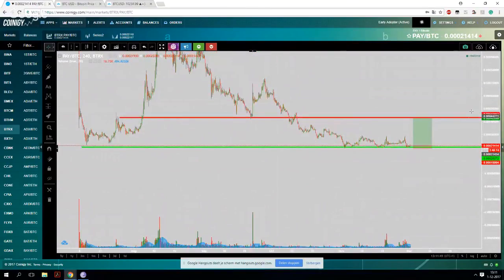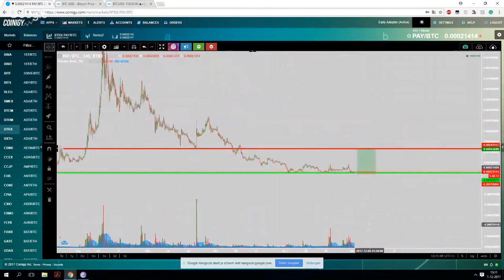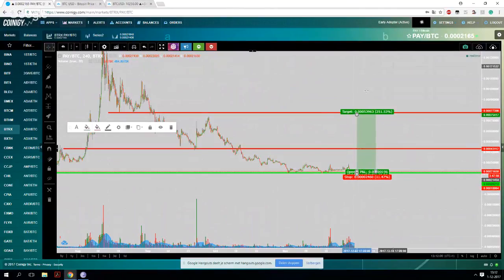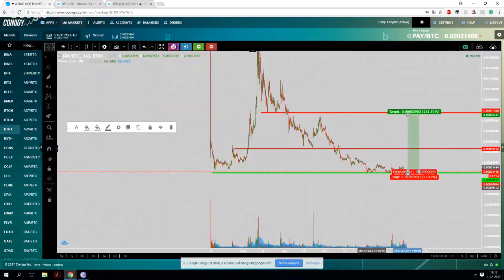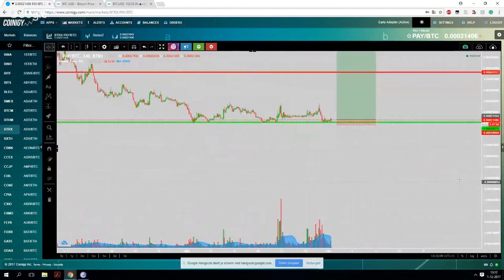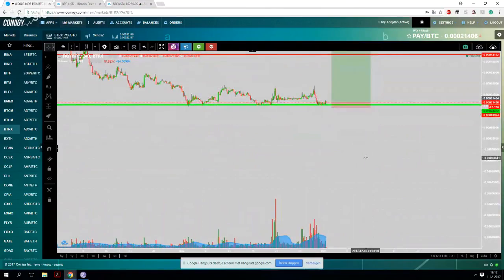And this target is relatively low for my part. I myself am aiming all the way up here, 77k satoshis, at which you would make a 250% return. So that's pretty nice. That's why I'm still excited about Pay. There are absolutely zero reasons to panic now. Still on support, still looking good.